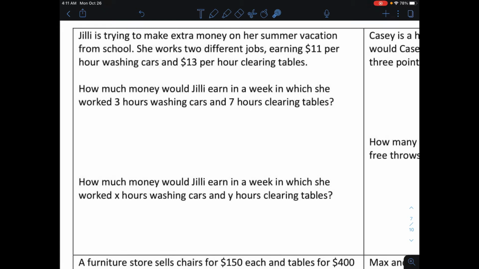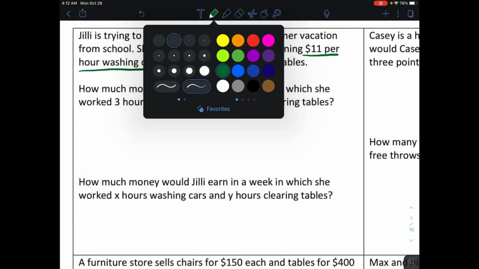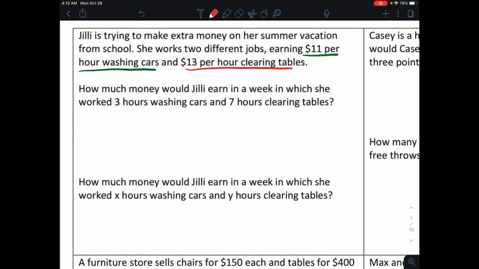So Jilly's trying to make some extra money on her summer vacation. She's working two different jobs, $11 per hour washing cars, $13 per hour clearing tables. So I'm just going to highlight here the $11 washing cars and $13 per hour clearing tables. So how much money would Jilly earn in a week where she worked 3 hours washing cars and 7 hours clearing tables? Well, she gets $13 per hour clearing tables.